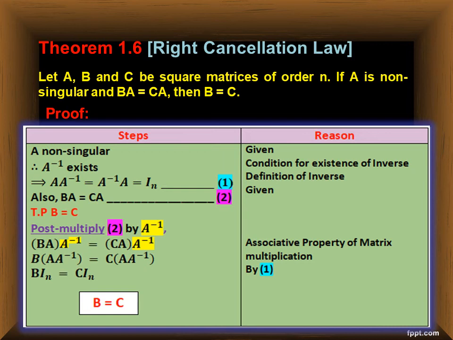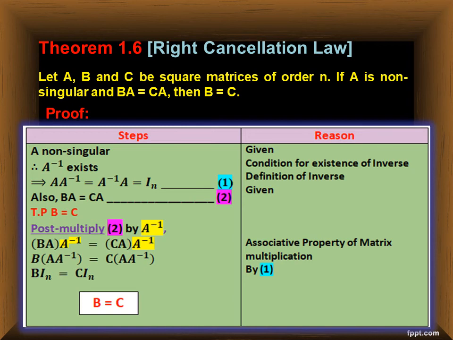By definition of inverse, A into A inverse equals A inverse into A equals In. Keep this as equation 1. Now, also it is given BA equals CA. So, keep this as equation 2. Now, we need to prove B equals C. Here we just post multiply equation 2 by A inverse. In the similar steps, we post multiply. That's the difference between the previous theorem and this one.